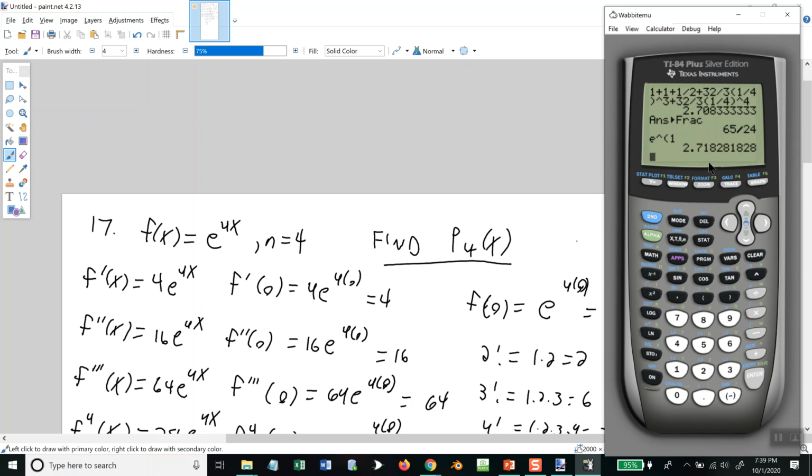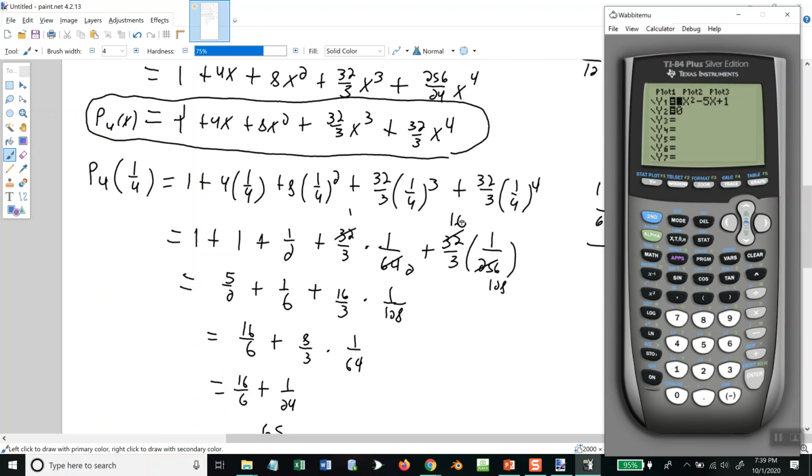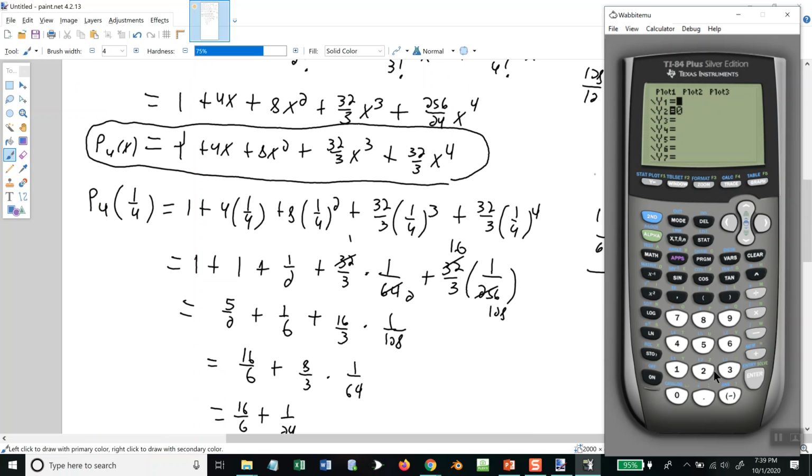Well, where is it centered around? It's centered around 0, isn't it? If we put 0 in, well, let's see what we get. I guess I ought to just put my polynomial in. You get it that time? Okay, so 1 plus 4x plus 8x squared plus 32 divided by 3, x to the third.